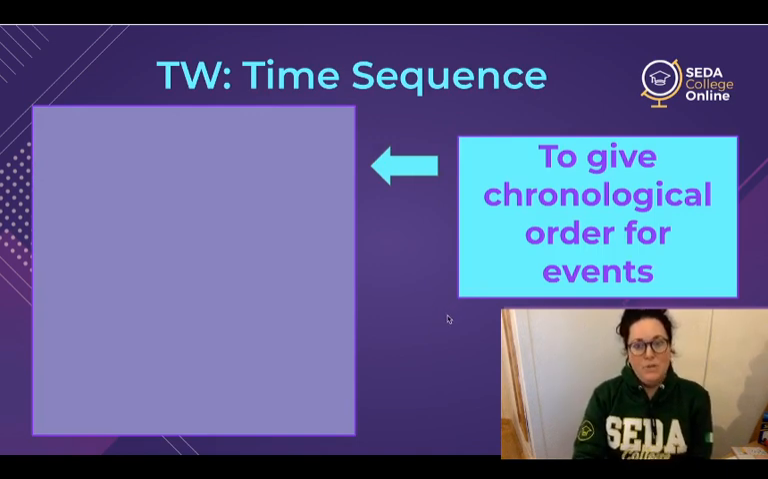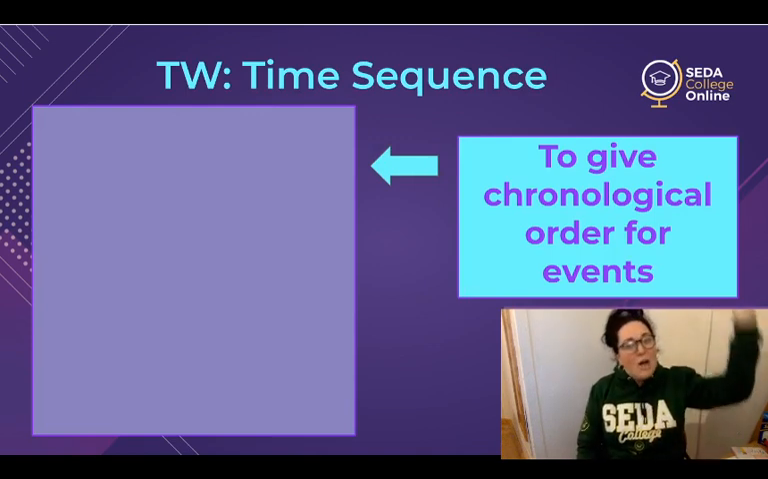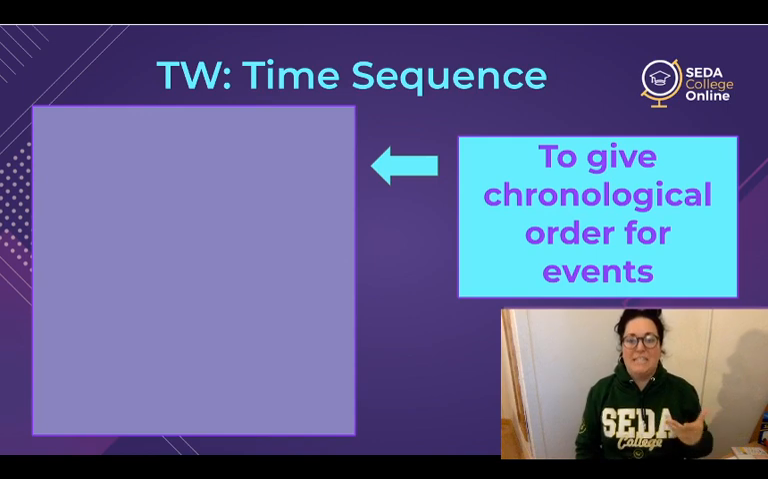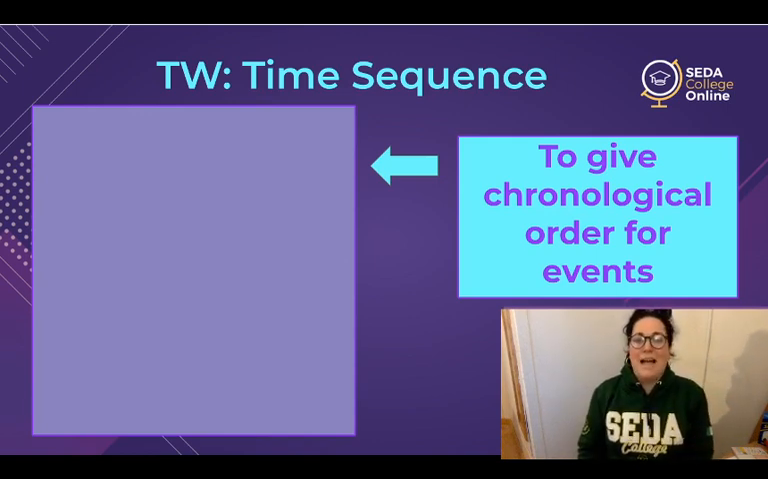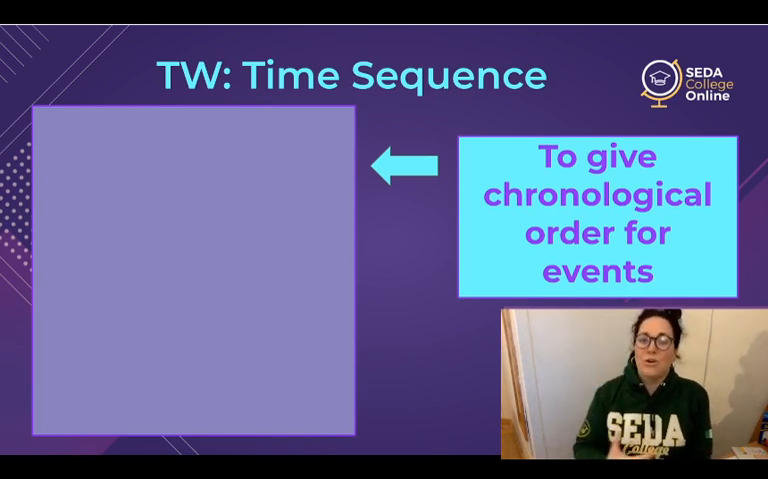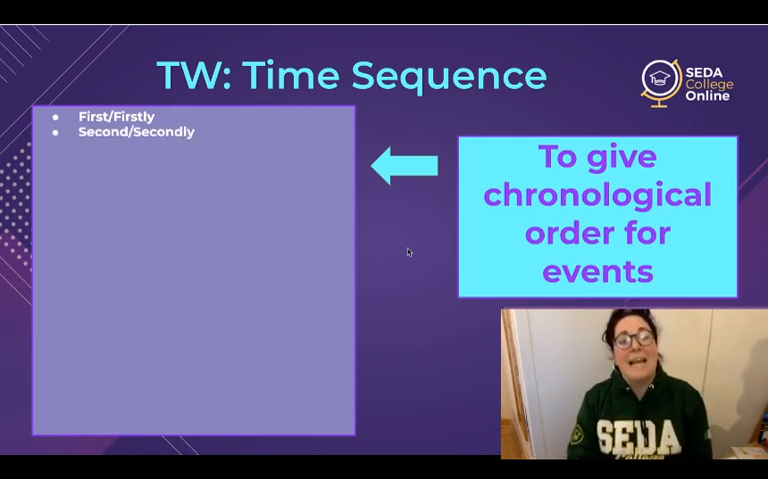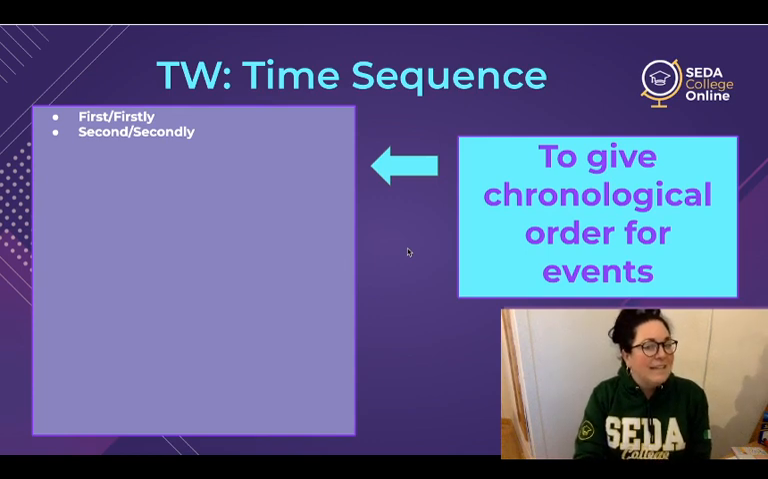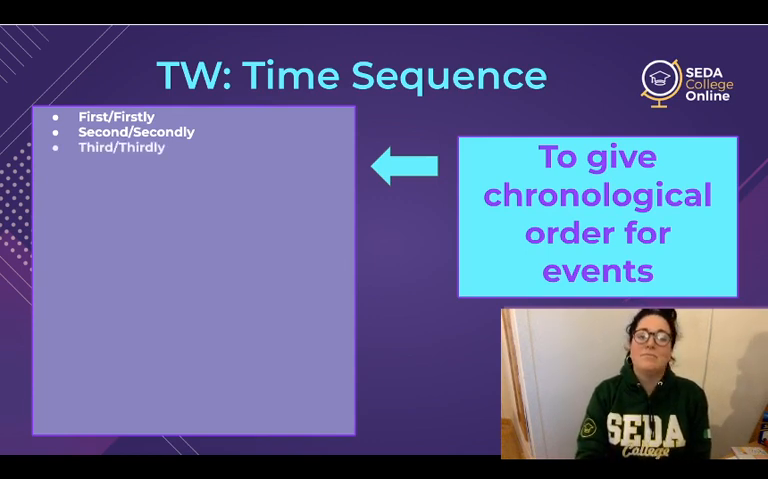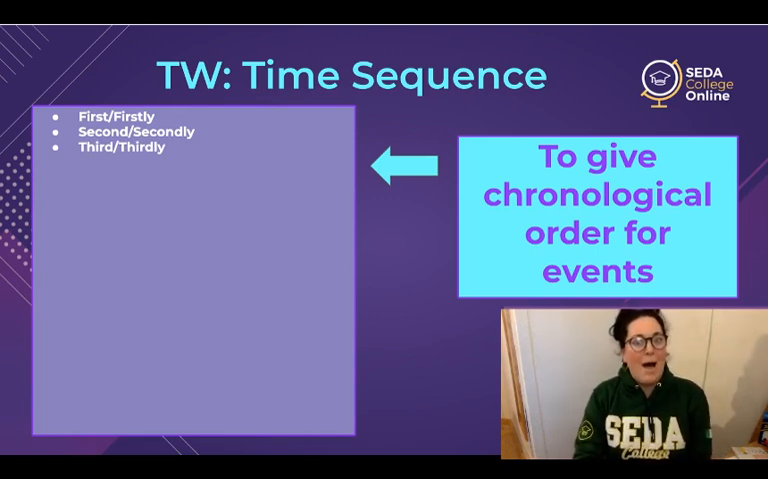Time sequence. So you know when you're writing a paper and you're making points one after the other, or you have to tell how something happened, the order of events in which things happen. This is really important that you use the right time sequence or chronology type transition words to give chronological order for events. That's the purpose of these guys. So we have first or firstly. Great. Repeat after me. Second or secondly. Third or thirdly. And remember, the ones with ly are adverbs.